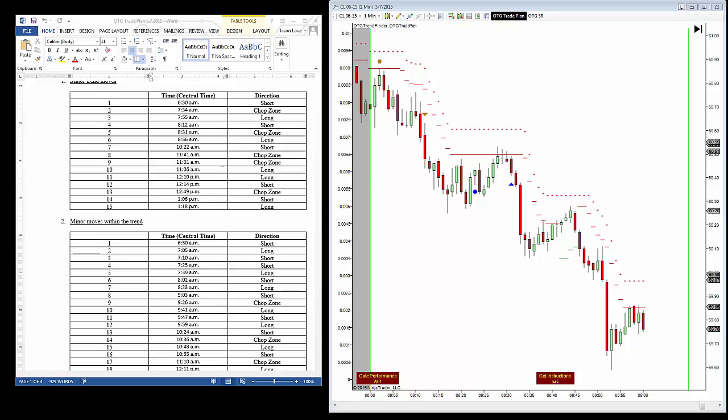Today I wanted to spend just a couple of minutes going through the two newest indicators that we've developed here at the Oil Trading Group. We think you'll find them to be quite useful in your trading. All right, so let's take a look here.